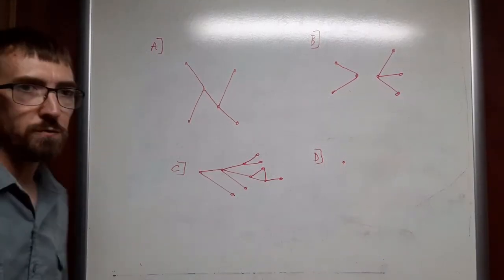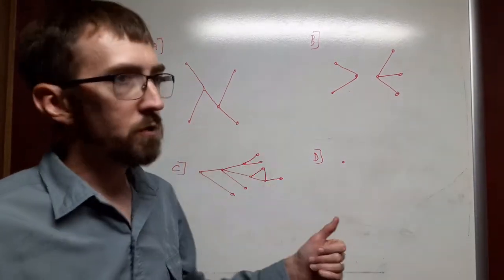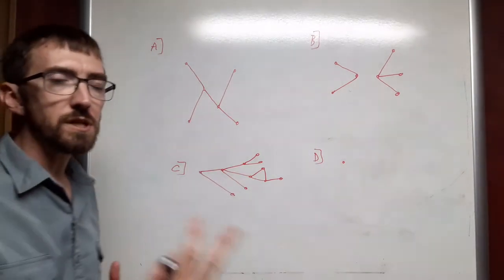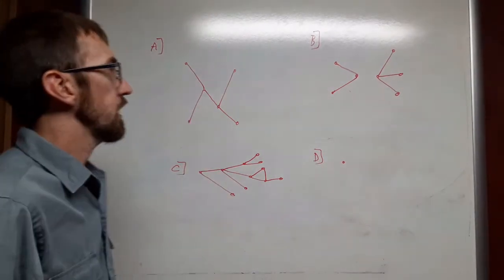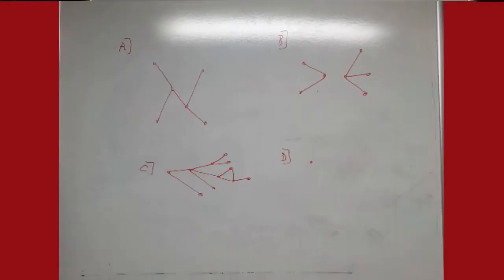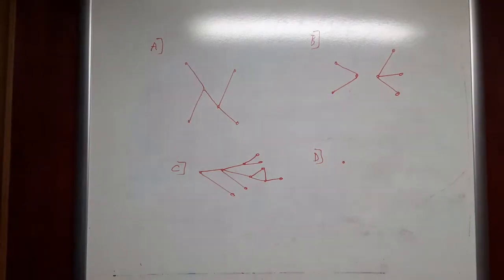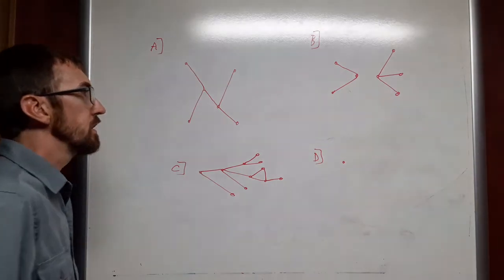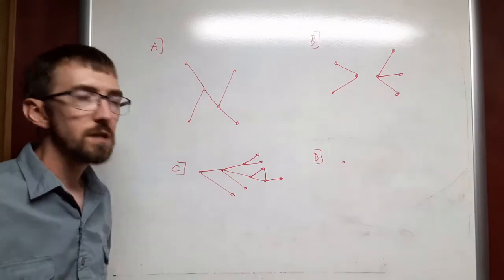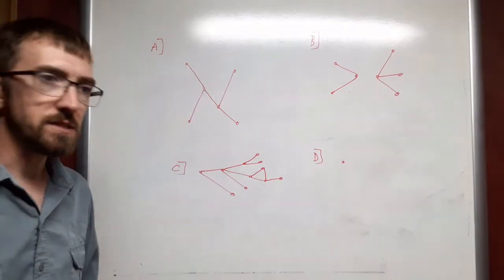Let's take a few minutes to review. Can we identify which graphs are trees? I want to go through and look at these four examples and see if we can determine the types of graph that we have. In example A, do we have a tree? We're looking for a couple of things. One, we're looking for something that doesn't have a circuit. And two, we're looking to see if everything is connected.